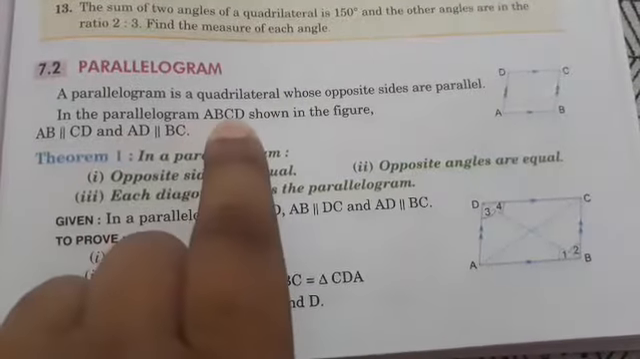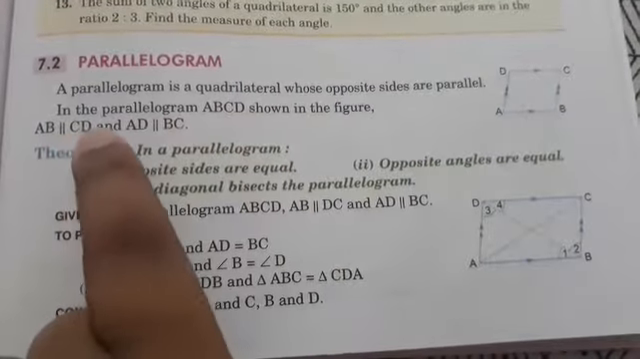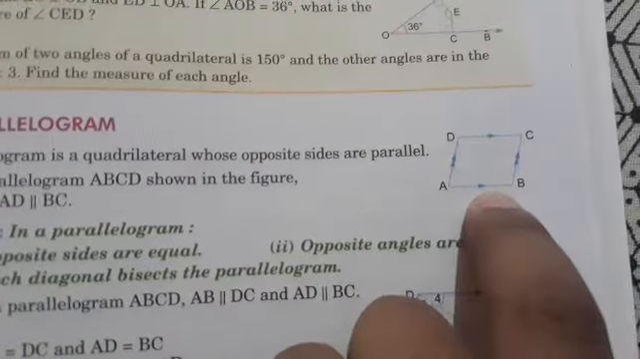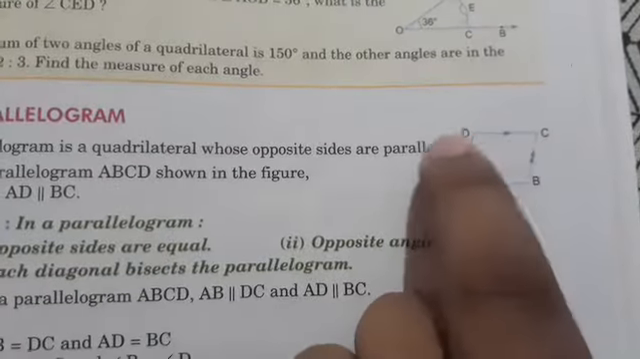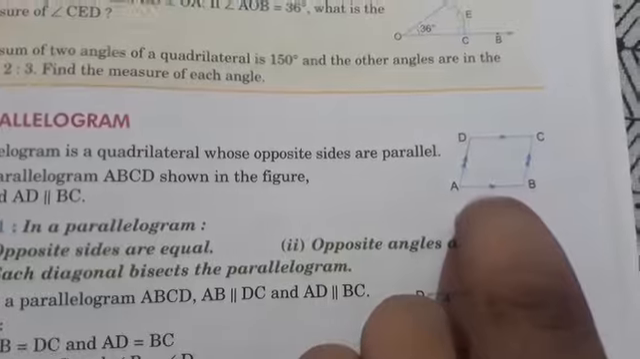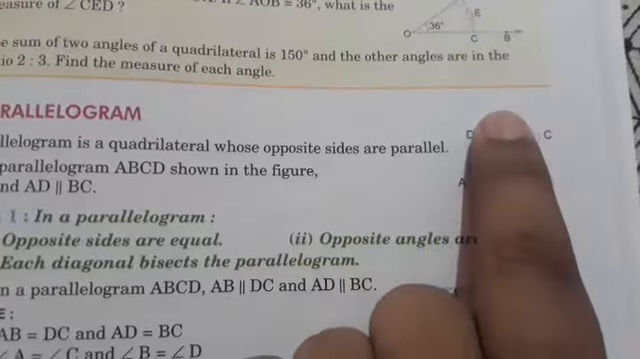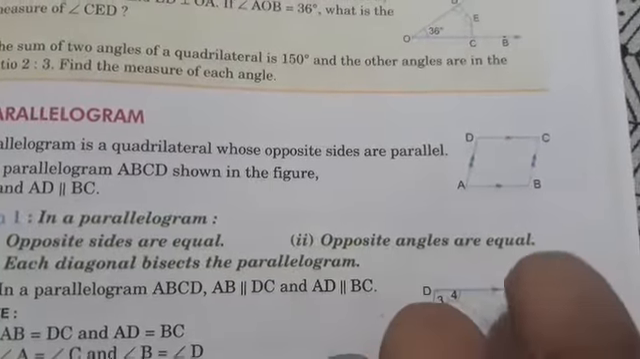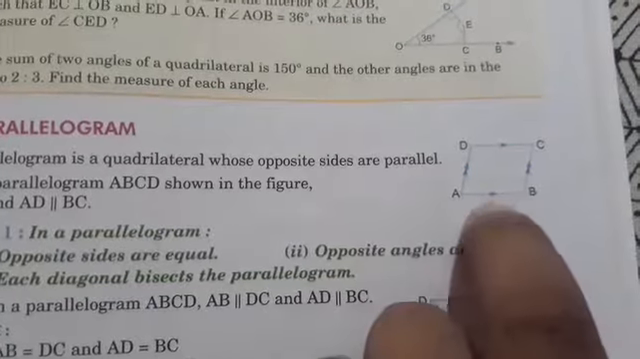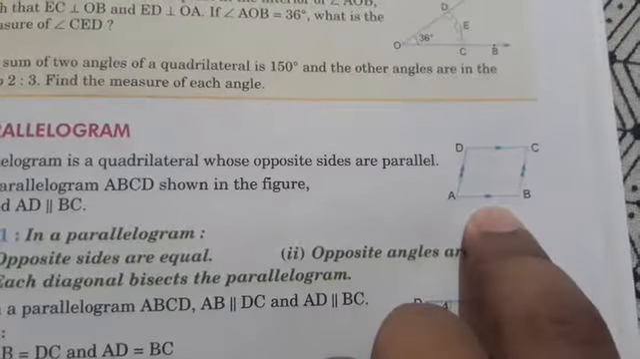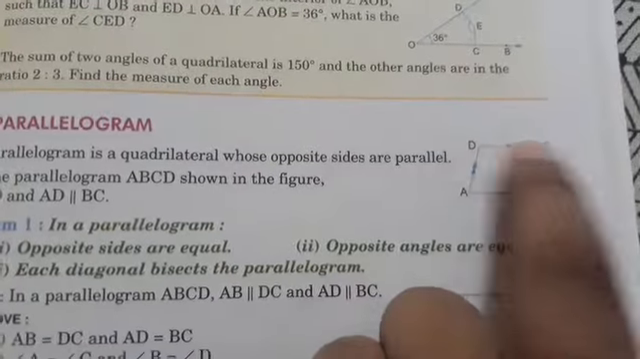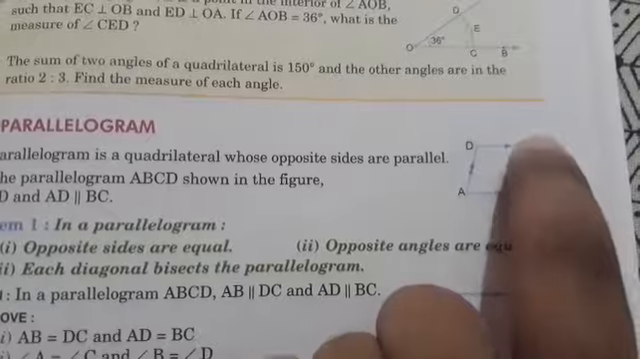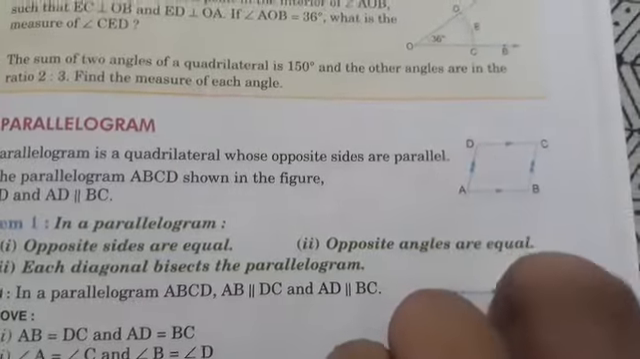In the parallelogram ABCD shown in the figure, AB is parallel to CD and AD is parallel to BC. This is a parallelogram. Actually, in this diagram, AB is parallel to DC, BC is parallel to AD. Okay, and second is that AB is equal to CD and BC is equal to AD. Here if I say AB is equal to CD, this means that the length of side AB is equal to length of side CD and length of side BC is equal to length of side AD.